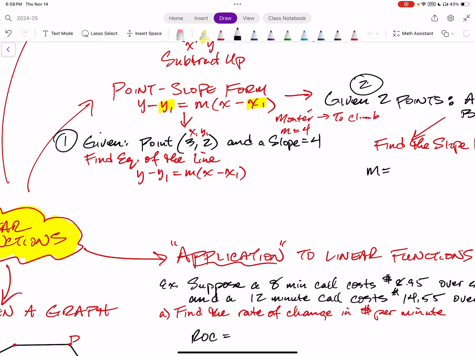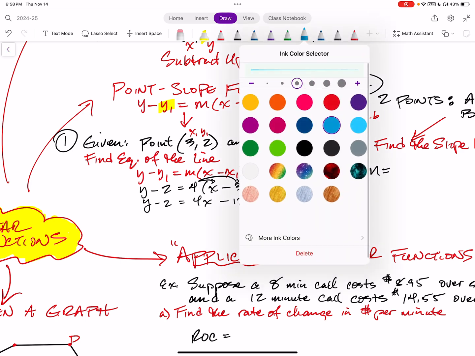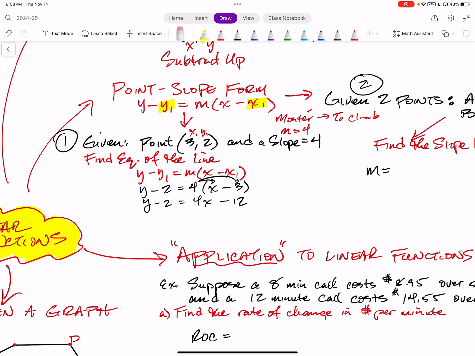But anyways, here we go. We're going to find the equation of the line here. We take y minus the y coordinate. Look at the point. The y coordinate is 2. The slope is 4 times x minus the x coordinate, which is 3. Now distribute. So we have y minus 2 is equal to 4 times x minus 4 times 3, which is 12. You've got to distribute twice.